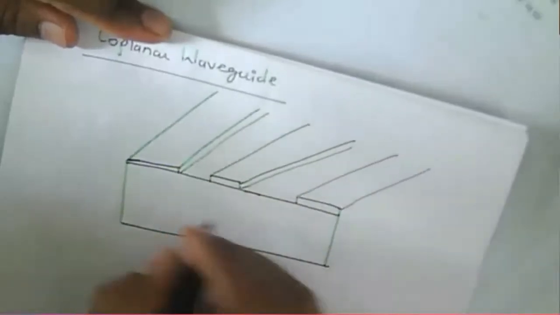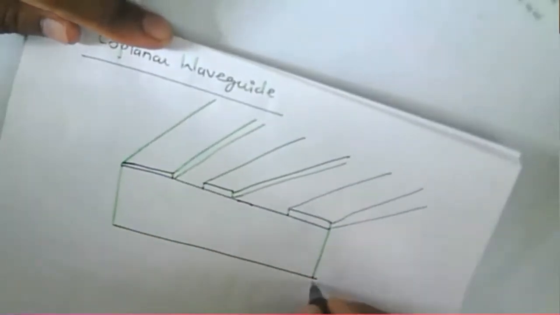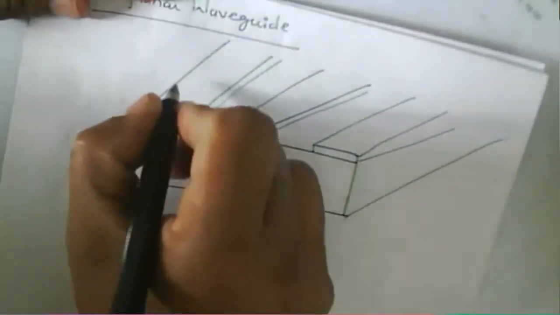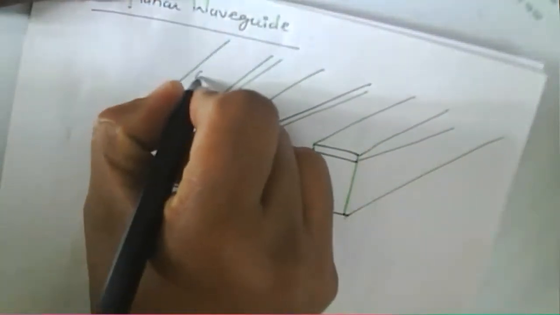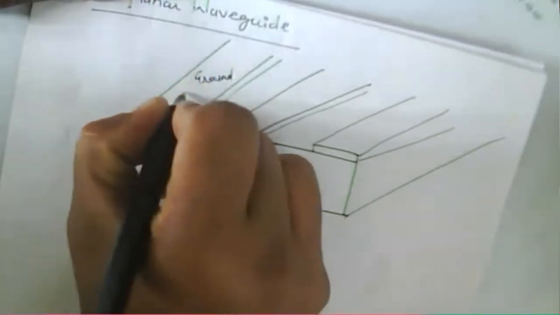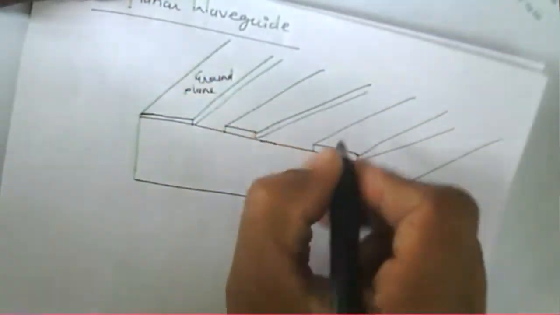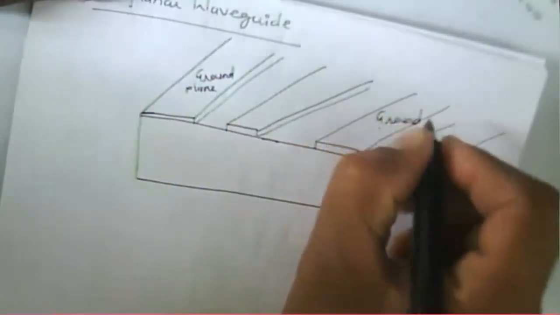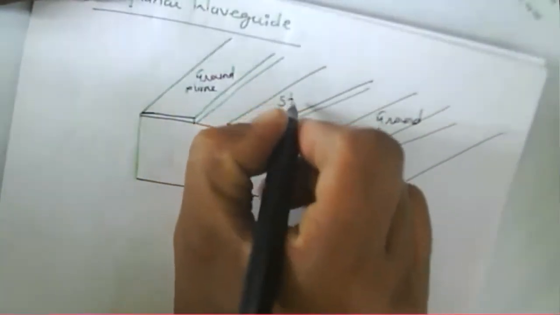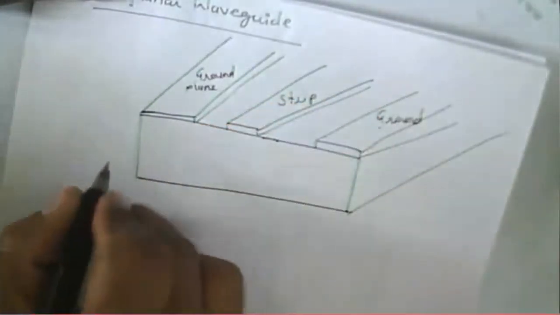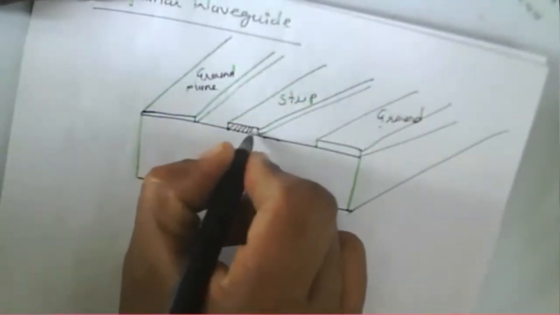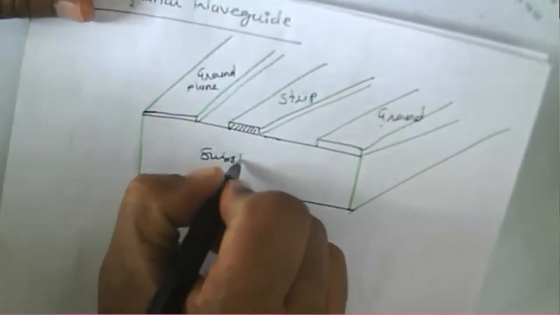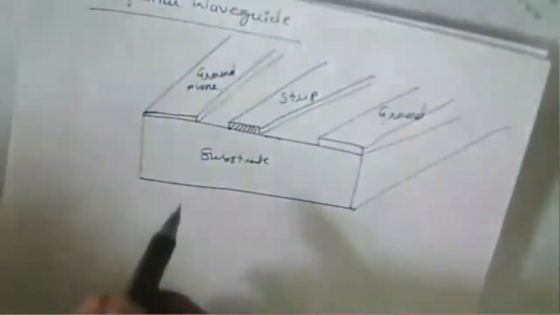So this is a diagram for this strip. This one we can say is a ground plane. We have a ground strip here. These two ground planes are the parallel ones, and this one is a metallic strip, the center metallic strip. And below this one we have a substrate.